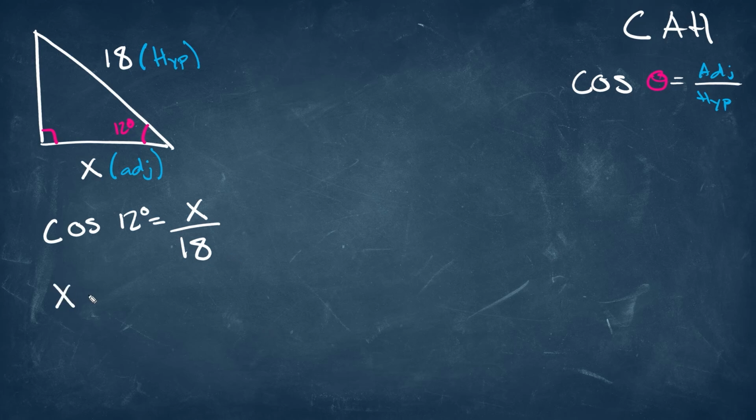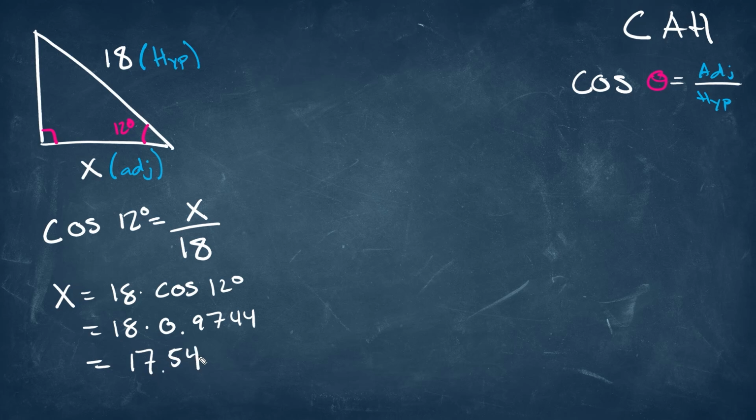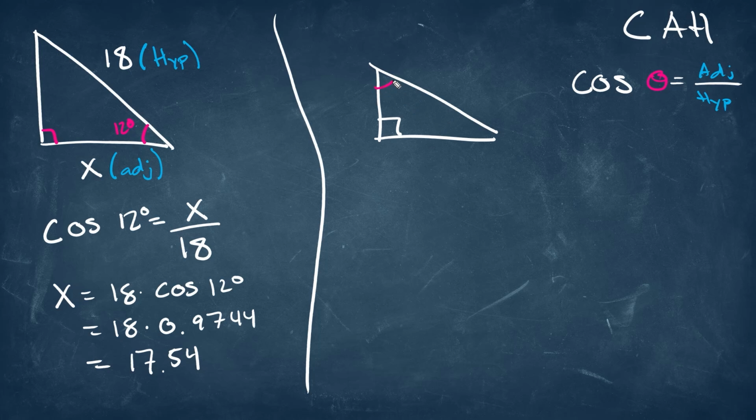Solving for x is going to be equal to 18 times cosine of 12 degrees, which will simplify to 18 times 0.9744, which is equal to 17.54. Doing another example with cosine. If we have a right triangle with an angle of 62 and a side x and 7. Again, our side that is opposite of the right angle is going to be the hypotenuse, and the side that is next to our angle is always going to be adjacent.